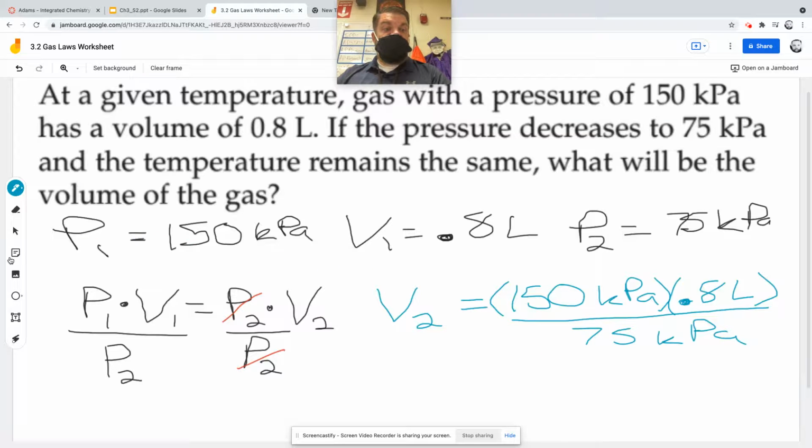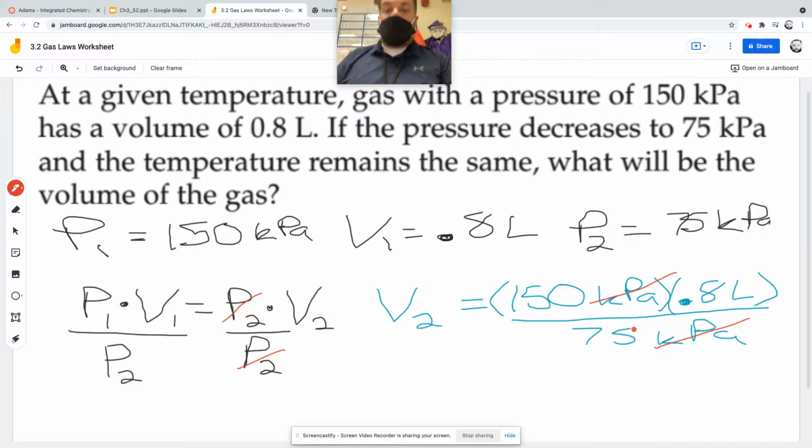Now, again, just like in the example problem in your notes and in the example problem in the actual worksheet, the units cancel. Okay?